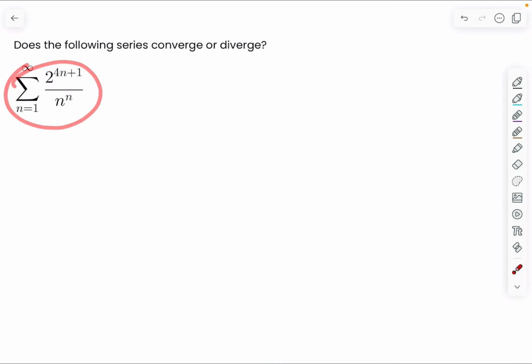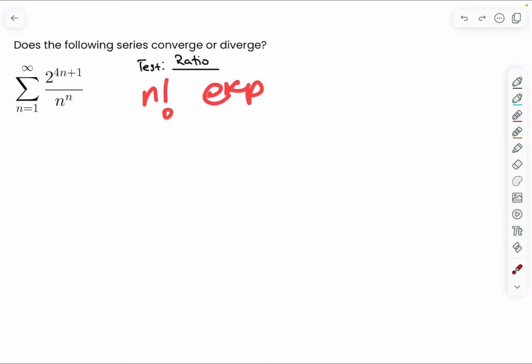Does the following series converge or diverge? Well, because I see an exponential, so a constant raised to a variable, I'm going to use the ratio test, because remember, factorials and exponentials means use ratio.